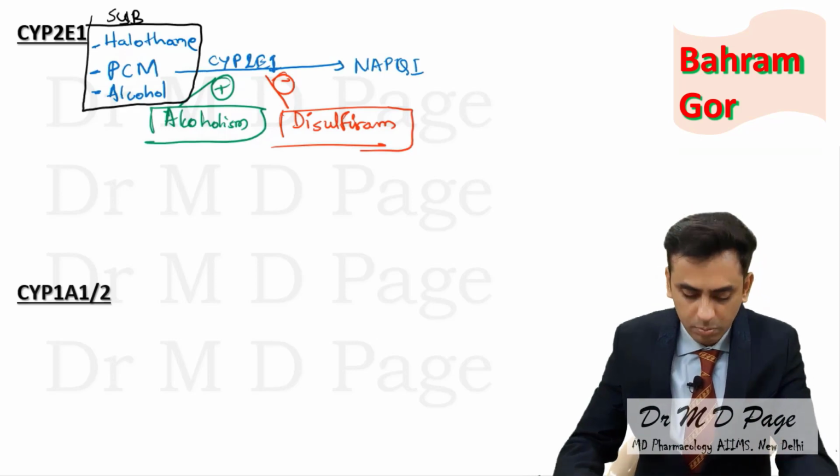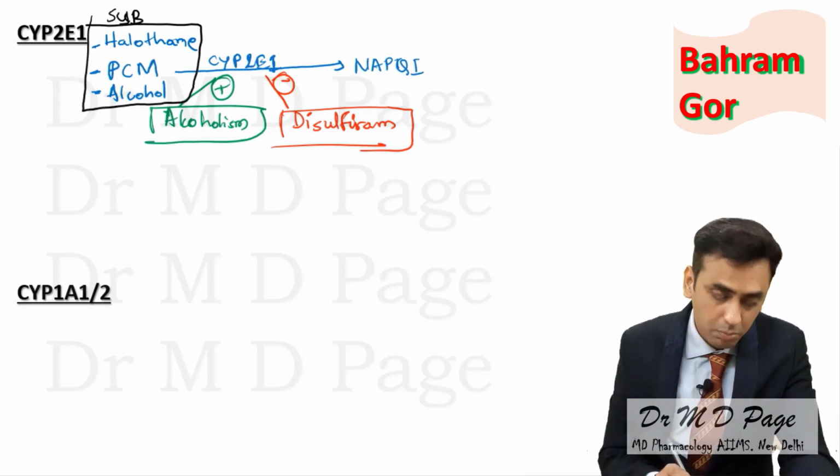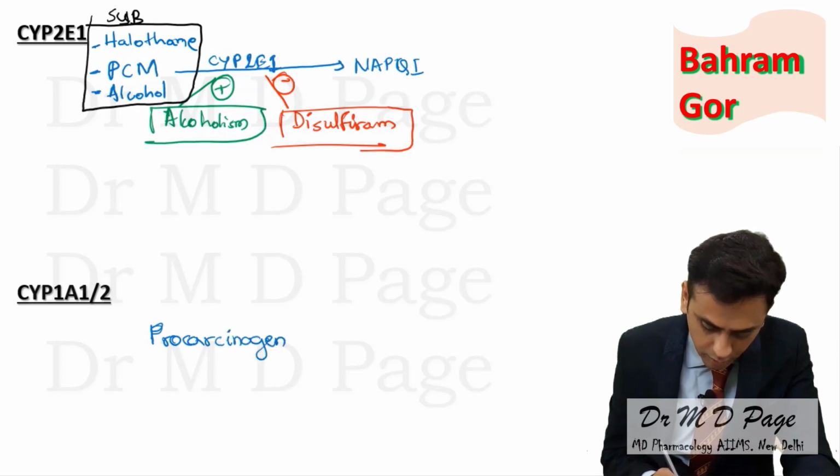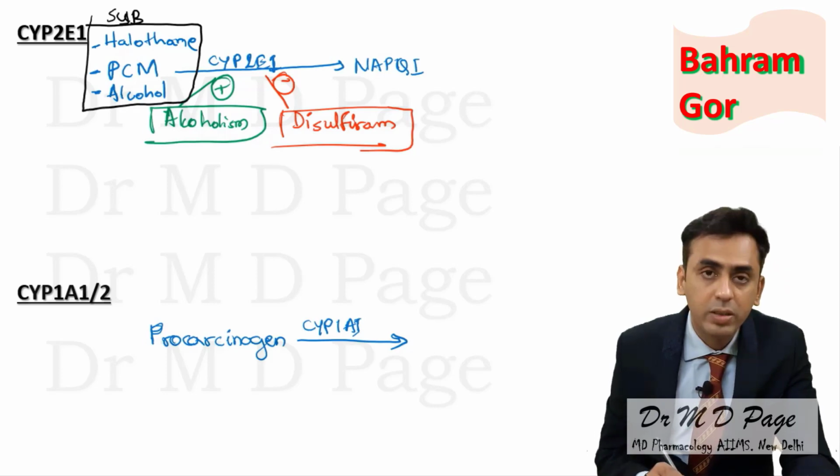Now last one is CYP1A1. This is a special CYP because it is a dangerous cytochrome P450. Why dangerous? Because it converts pro-carcinogens into carcinogens. It activates pro-carcinogens. Pro-carcinogen is activated by CYP1A1. So obviously, what will be its inducer?